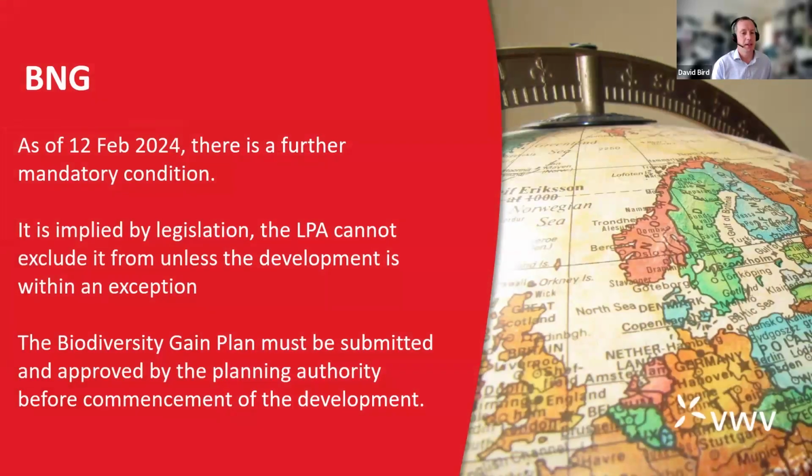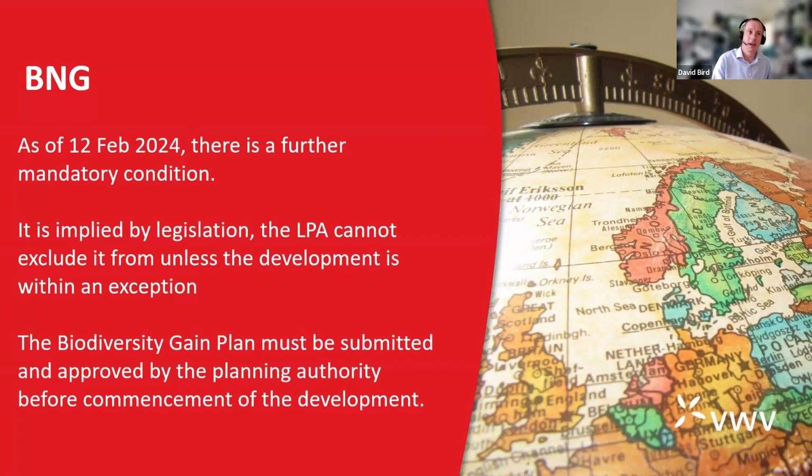The big hot topic of last year, really, but it's come in now in February. So it's a mandatory condition, much like the time limits. It will be implied if it is missing very quickly. Every development, apart from those that are exempt, must show a 10% increase in biodiversity compared to the pre-development on-site habitat. And that condition will say that a biodiversity gain plan must be submitted and approved by the LPA before commencement of the development. Okay, that's all I'm going to say on decision notices for now.